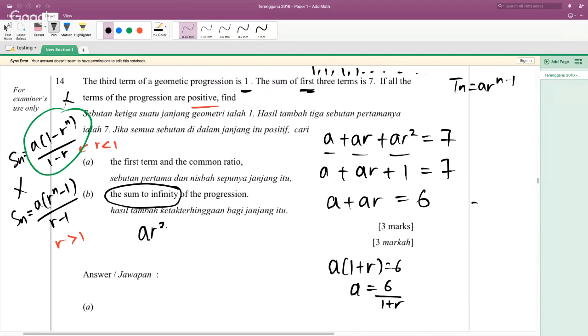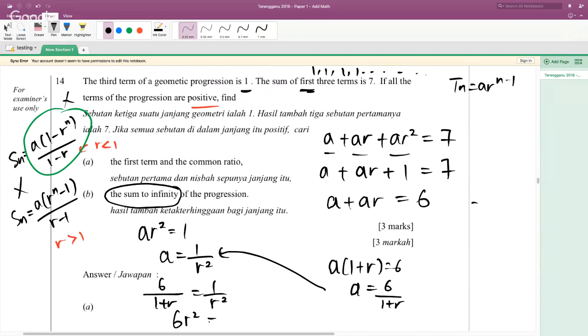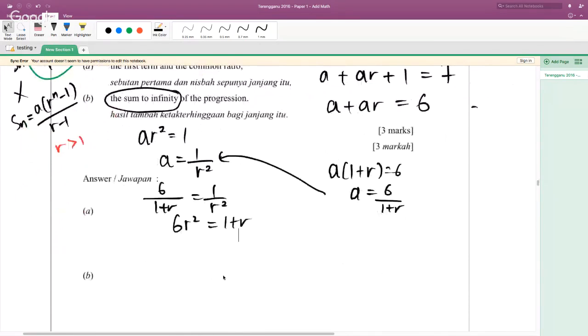Third term is AR squared equals 1. So I will make A a subject, A equals 1 over R squared. Then I substitute this A into the A here. So 6 over 1 plus R equals 1 over R squared. Then 6R squared equals 1 plus R. Then I try to solve this to get my R. So 6R squared minus R minus 1 equals 0.